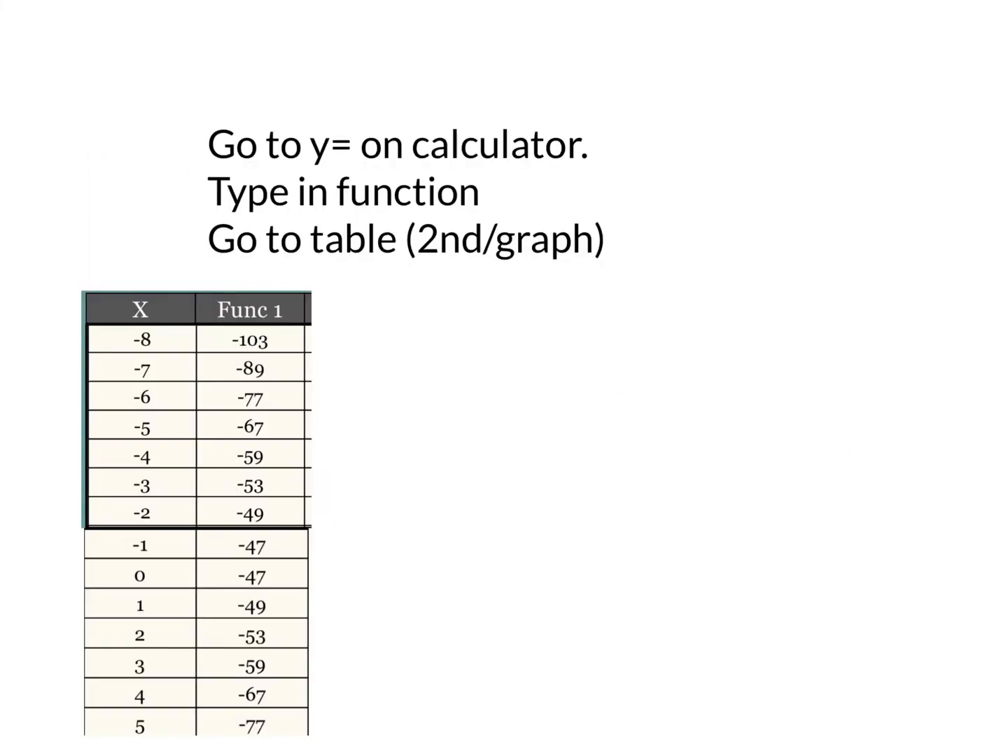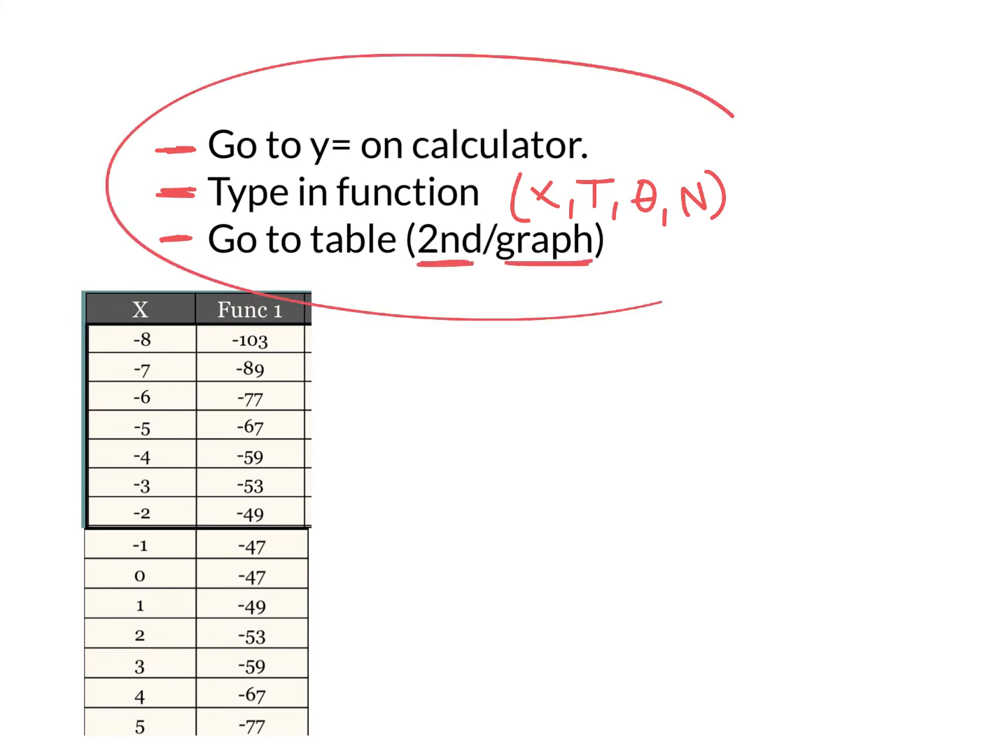On your calculator, you will go to y equals. You will type in the function. Make sure for x that you use the x, t, theta, n button. And then you will go to the table. If you need to know how to get to the table, you hit the button second and graph. You need to know how to use the table on your calculator. If you haven't learned that yet in ACT prep, that is very important.